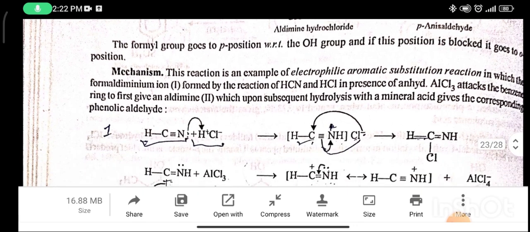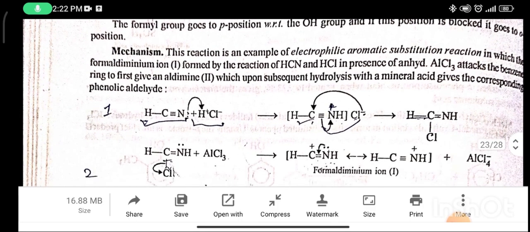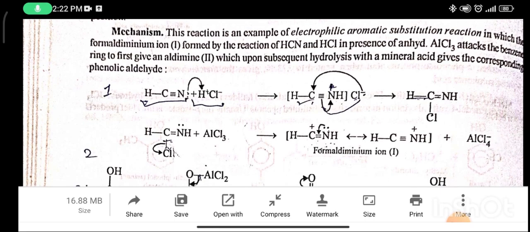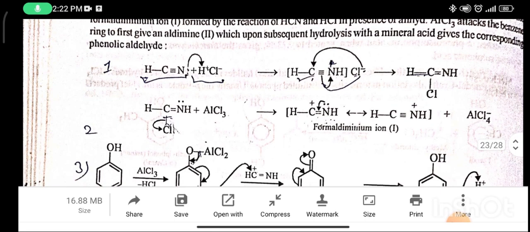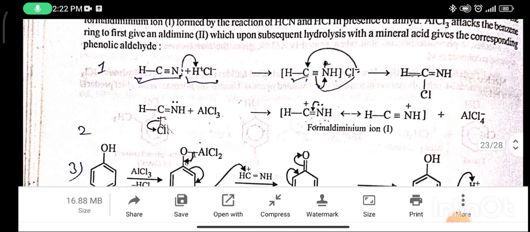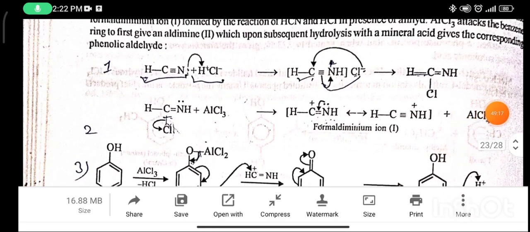Mechanism. This reaction is an example of an electrophilic aromatic substitution reaction in which the formaldiminium ion 1, formed by the reaction of HCN and HCl in the presence of anhydrous AlCl3, attacks the benzene ring to first give an aldimine 2, which upon subsequent hydrolysis with mineral acids gives the corresponding phenolic aldehyde.